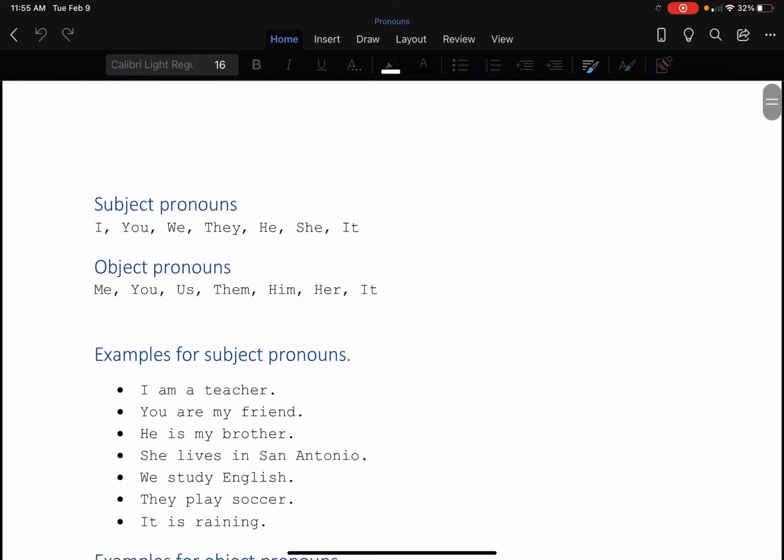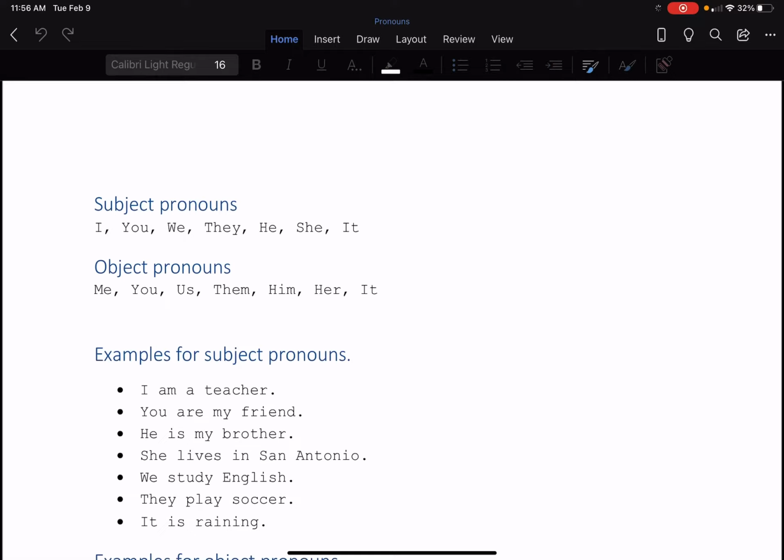Hi everyone. We're going to be spending a little bit of time looking at pronouns. In English, we have a lot of pronouns. We have subject pronouns, we have object pronouns, we have possessive pronouns, and we're going to look at each of these. And at least for subject pronouns and object pronouns, I have these listed here.